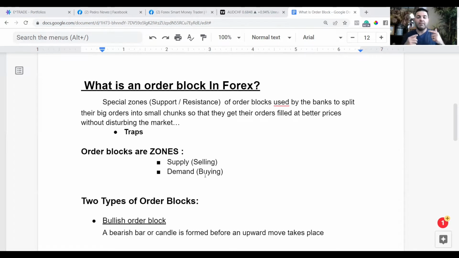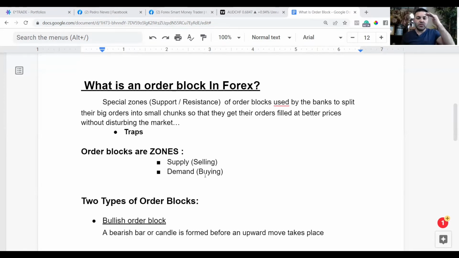And by the way, I do have a video that explains what liquidity is and how to find it. I'll put the video in the description here, so you can find out. When the banks see there's a lot of liquidity there, basically money that they can grab, they split their orders and then they move the market. And supply is the opposite: there's less demand, and it's much easier for the banks to move the market.